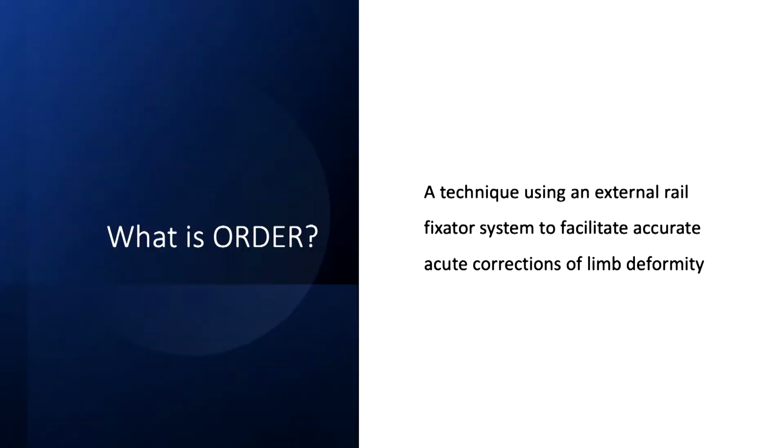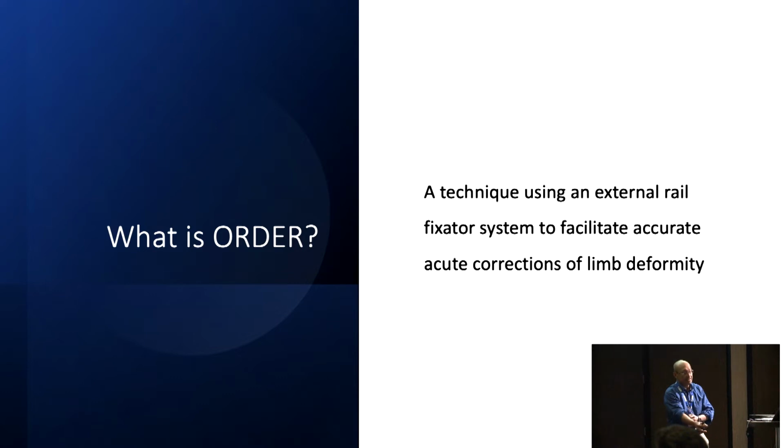So essentially, it is a technique based on using a rail fixator. It doesn't need to be a specific make of rail fixator, but I will tell you the qualities of the rail fixator that are required to use the scope of order. The rail fixator is applied to facilitate the correction accurately, to compress the osteotomy in a manner that is greater than can be achieved with a compression nail or a compression plate, and then to facilitate substitution without interference of an internal fixation device. That's simply what order is.